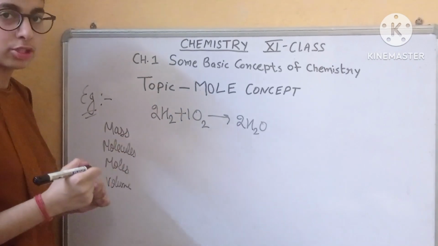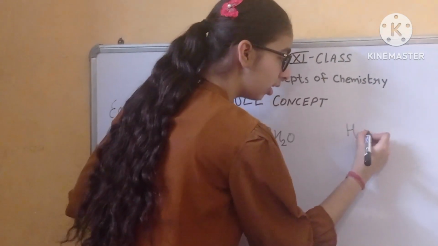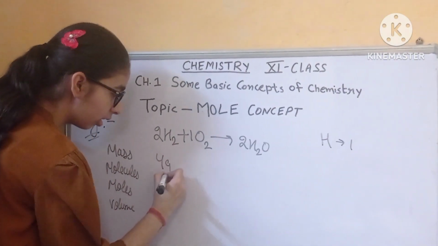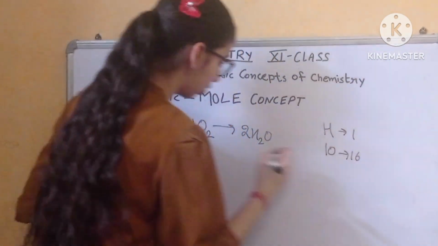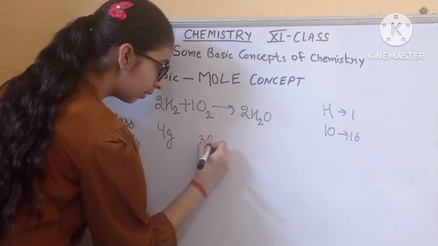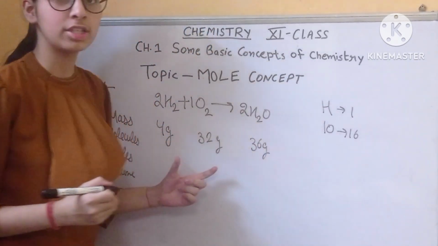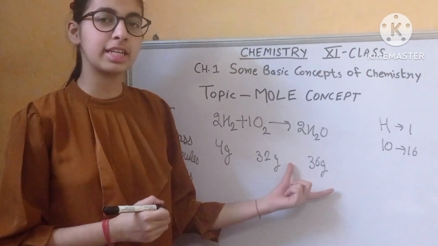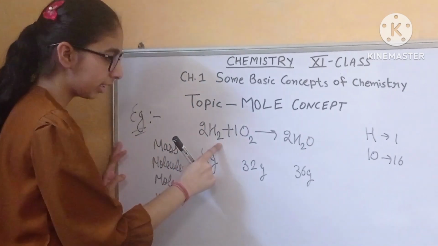What is the mass of hydrogen? We know one atom of hydrogen is 1, so 4 gram. Oxygen one atom has 16, so here 32 gram, and for water this is 36 gram. According to the law of conservation of mass, we write 2 gram plus 4 gram equal to 6 gram of water.